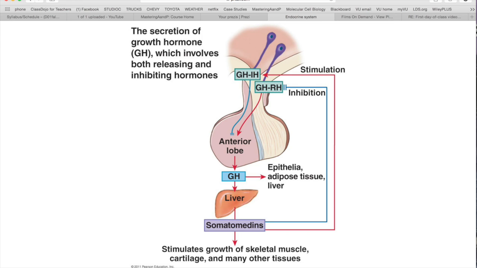We see it also works with growth hormone. So when growth hormone releasing hormone is released from the hypothalamus, the pituitary is going to release growth hormone, which is going to go to different tissues and cause growth. It also goes to the liver and produces somatomedins, which are going to stimulate growth. It's also going to send a signal to inhibit the release of growth hormone releasing hormone and stimulate the release of growth hormone inhibiting hormone. So using these negative feedback loops, we're able to keep the hormone levels at a good level. That way we don't grow faster than we have nutrients for.